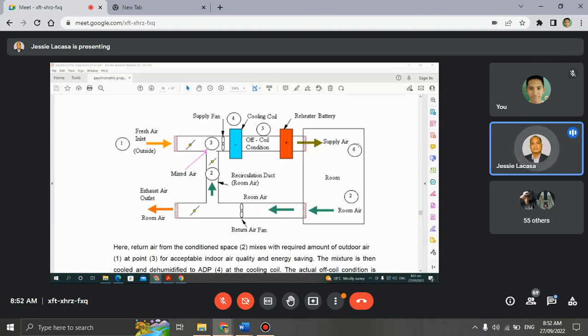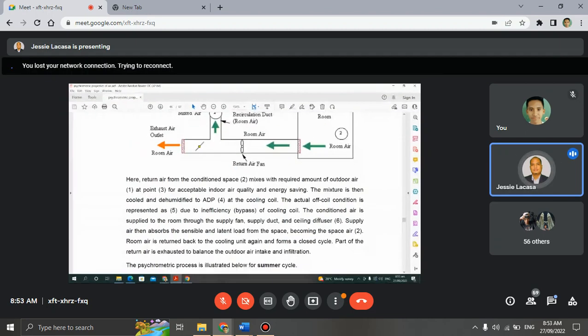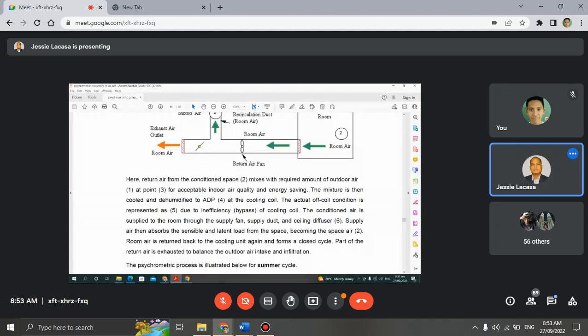The temperature of the air is different. The temperature of the room is different. Then the return air mixes with the required amount of outdoor air, a percentage of outdoor air, for acceptable indoor air quality.